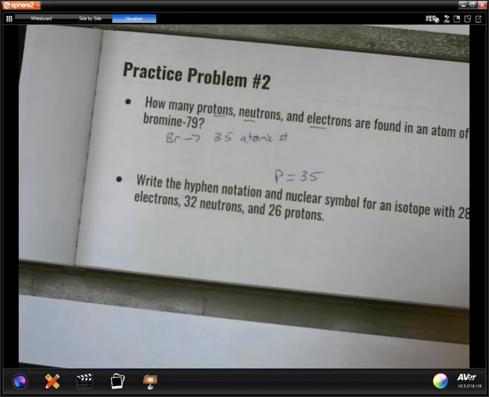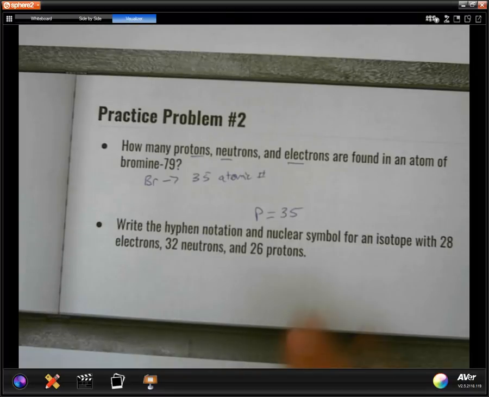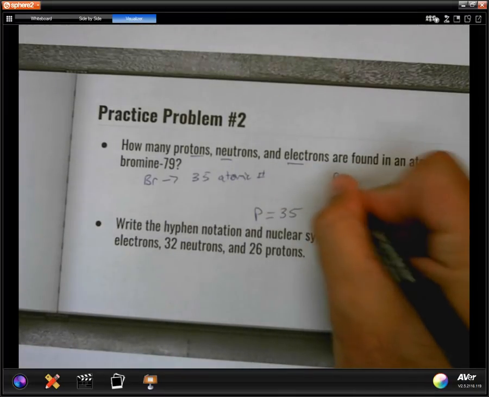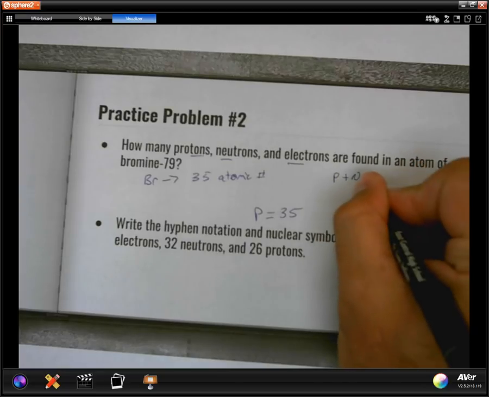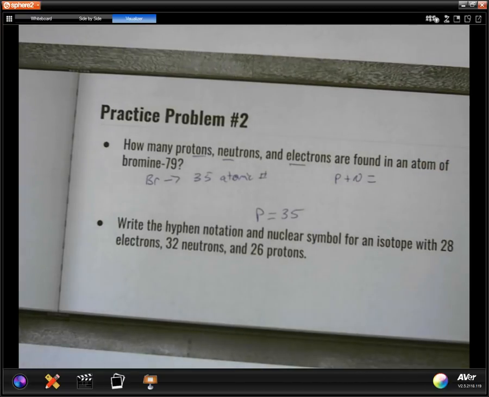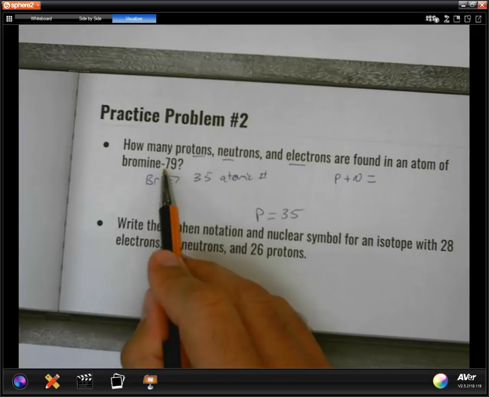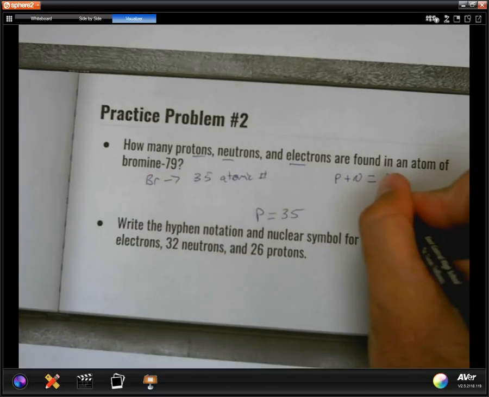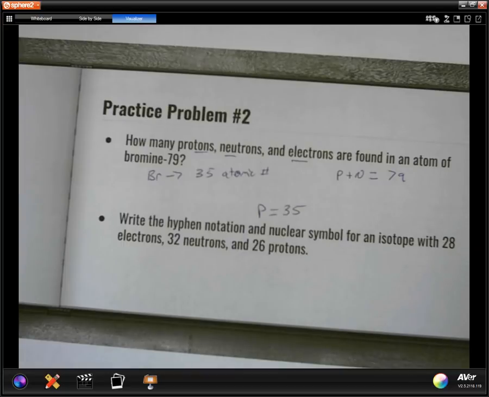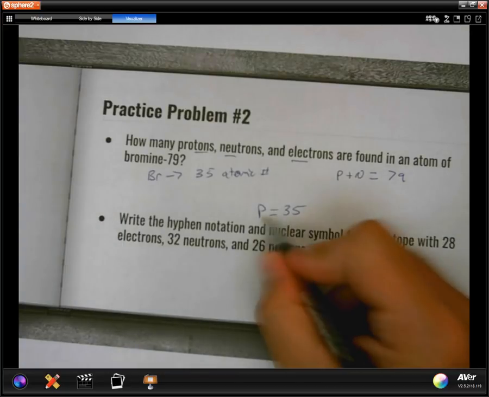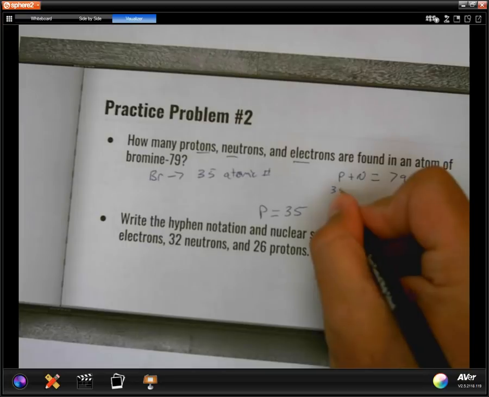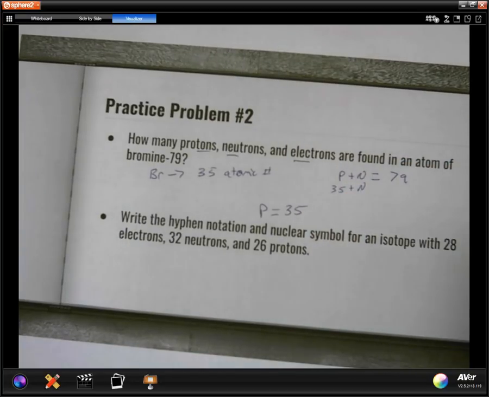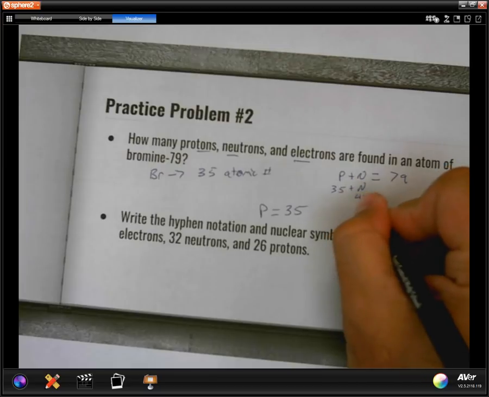Easy, right? So now, my neutrons. I know that the protons plus the neutrons equal the atomic mass. The atomic mass here is 79. That's why it's written like this in hyphen notation. So I simply need to go back and solve for N. I know the protons are 35, so all I need to do now is solve for N, and with a little math, you realize N is going to be 44.